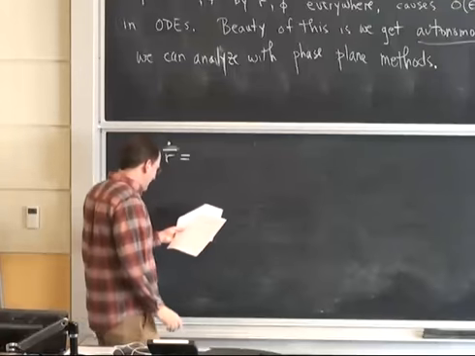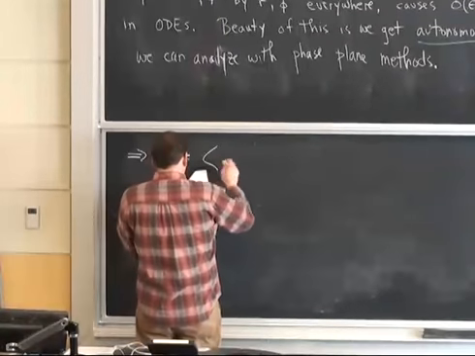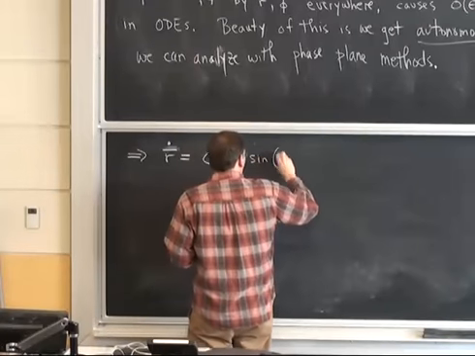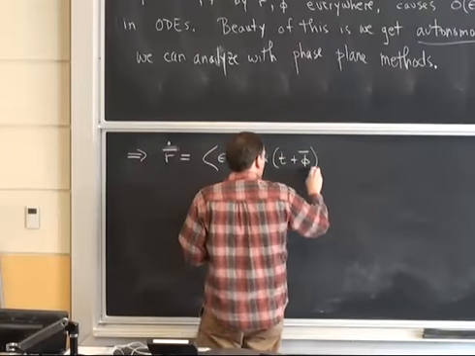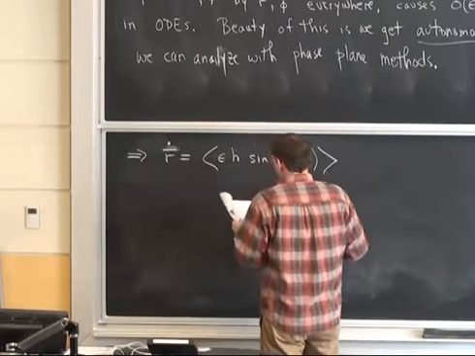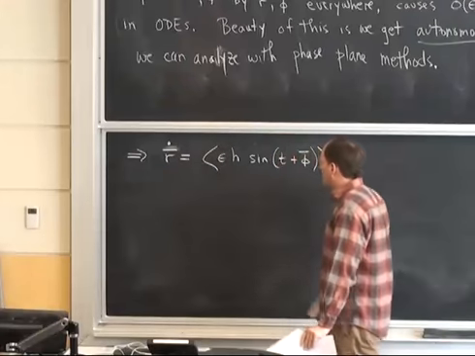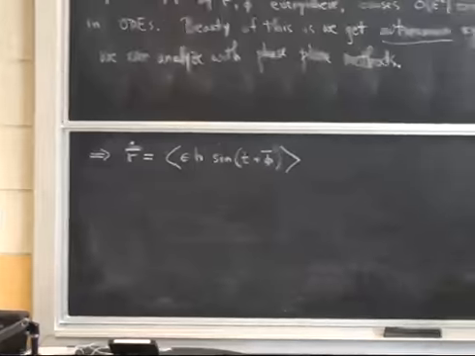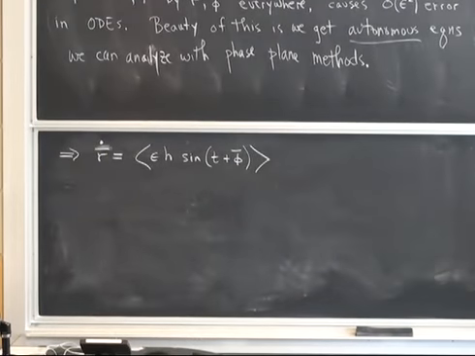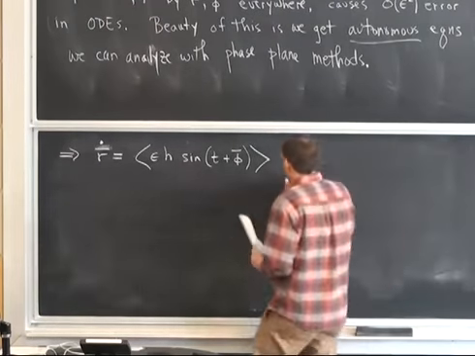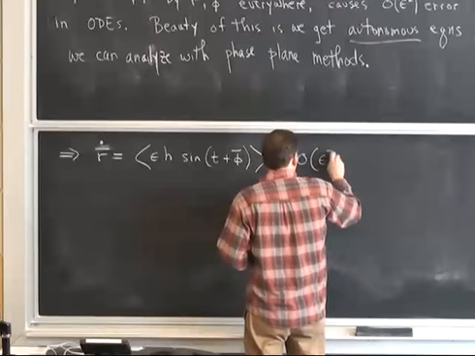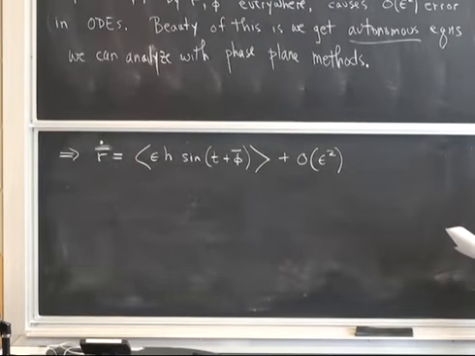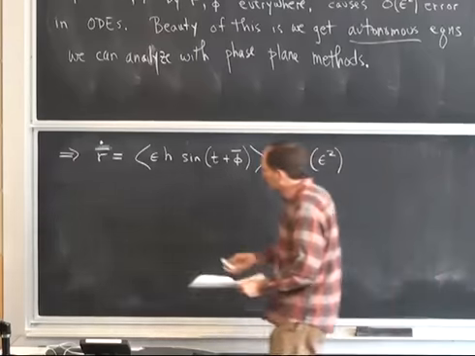Okay, R bar dot is the average of epsilon H of sine T plus phi bar, close the average. And then, remember, we said that because of this prefactor of epsilon, plus the order epsilon error that we made in our H, we're now getting that the differential equation has an order epsilon squared error. Okay, very good. And now let's put in everything in sight.